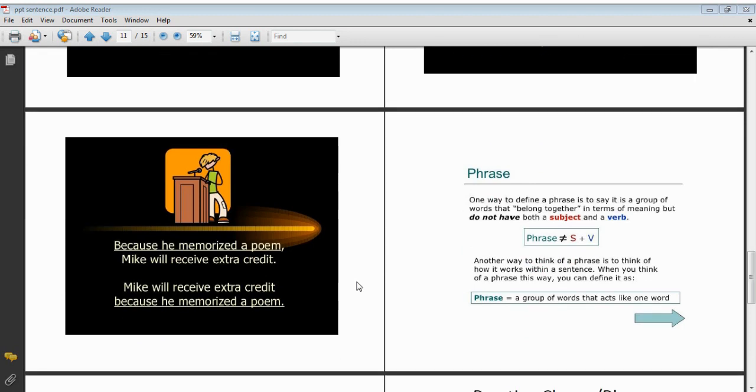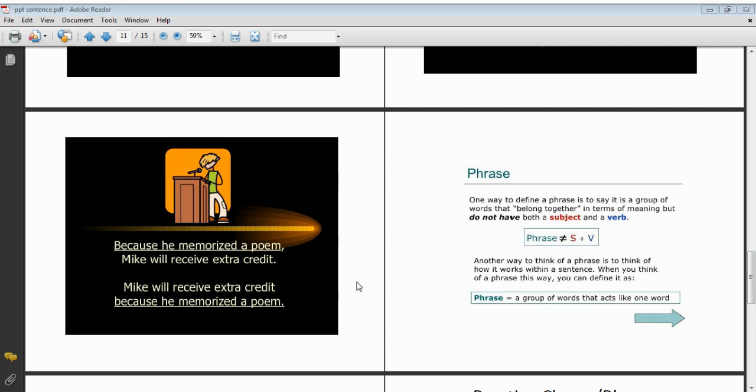Now we come to the examples of a subordinate clause. Because he memorized a poem, Mike will receive extra credit. Or the same sentence we can write in this way: Mike will receive extra credit because he memorized a poem. So in both cases, the clause which is beginning with a subordinating conjunction is called subordinate clause. So in this sentence, because he memorized a poem is a subordinate clause because it is beginning with a subordinating conjunction, that is because over here.